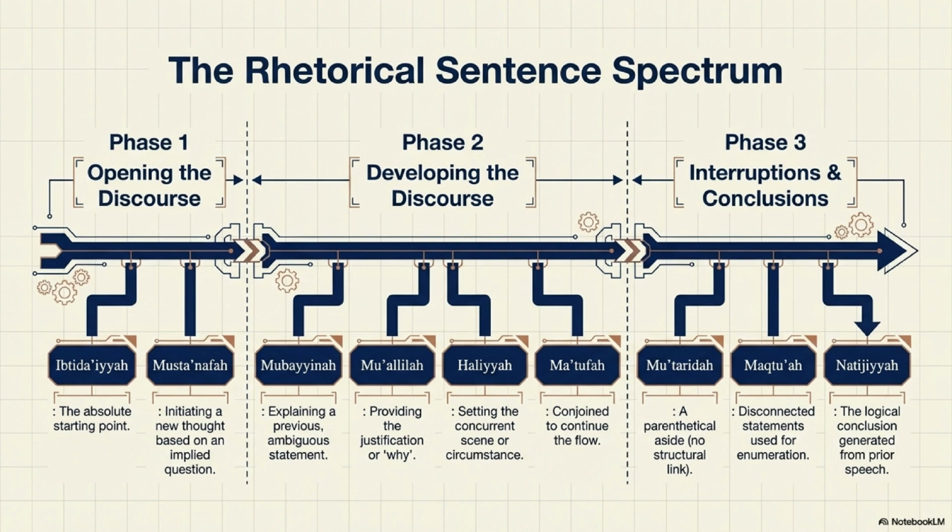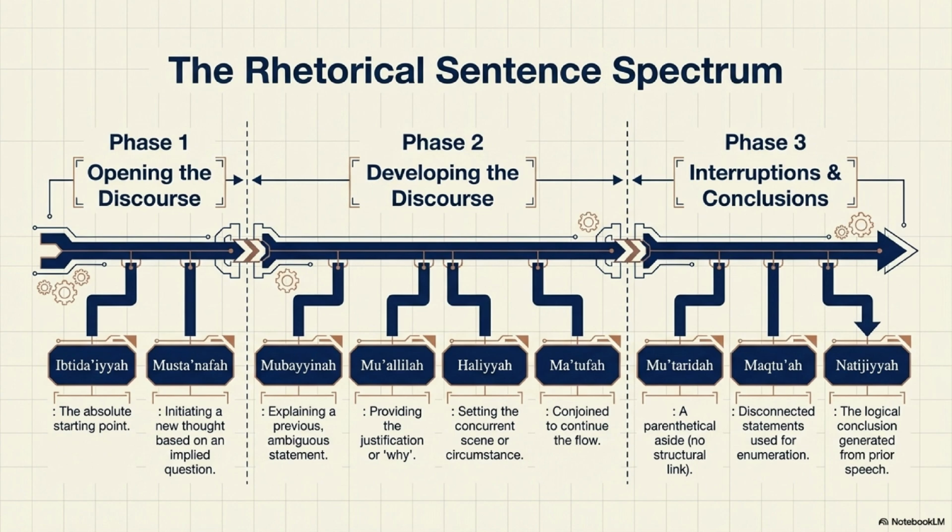Okay, so we've seen the nouns and the verbs. Let's look at what is manipulating that gravity. Section 4. The invisible directors. We are talking about particles, or harf, and the specific letters that attach to words. If the nouns are the physical matter and verbs are the energy, the particles are the physical laws governing the universe. They are tiny words, sometimes just a single letter, that hold immense, sweeping power over the entire sentence.